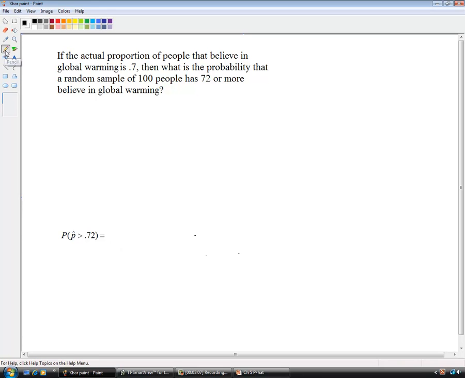Now we want the mean of p hat, and the mean of p hat is simply p, which in this case is 0.7. The standard deviation of p hat is equal to the square root of p times q over n. That equals, we're looking at 0.7 times 1 minus 0.7, which is 0.3, and n is 100. I'll calculate that in a minute, but in order to use the normal distribution here, we have to check to see if n times p hat and n times q hat are both at least 15.